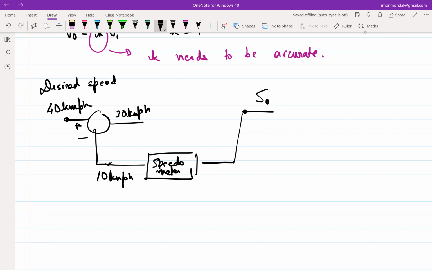Then you have an accelerator pedal. Nowadays you don't have a pedal, you have this. You step on the accelerator, and that changes the speed. You observe the speed, and this goes on and on. So when will this entire negative feedback loop settle?